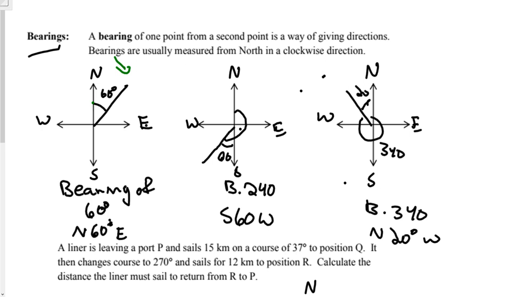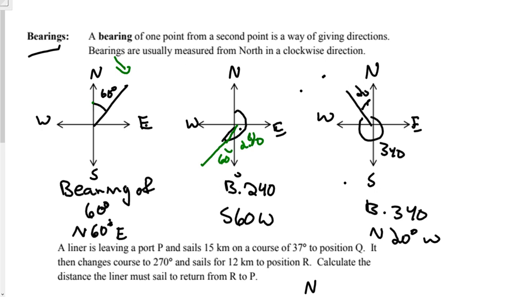Or if I said a bearing of 240, let's redraw that line. This is 240 degrees here, or it's also 60 degrees off of south, right? Because from north to south is 180, plus 60 is 240. So I could say it's a bearing of 240, or I could say I'm going south 60 degrees west.